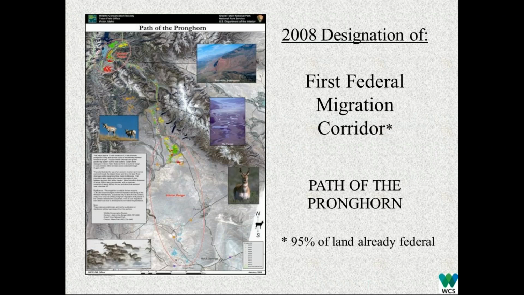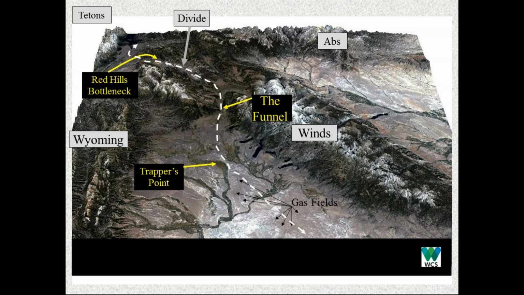And a little bit of commentary here, we're 10 years past that, and to date, this is still the only federally designated migration corridor. And so we think this can serve as a model of how we may be able to achieve similar outcomes in other areas. In addition to the fact that the migration corridor was well defined and invariant, it was also nice that in this case, 95% of the land that the pronghorn were traversing was already under federal management. So that lent itself well to protecting this corridor.